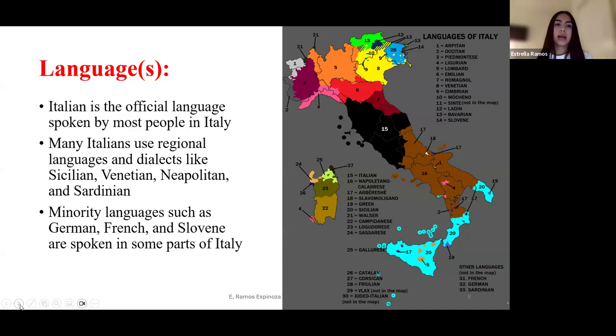Languages. Italian is the official language spoken by most people in Italy. However, many Italians use regional languages and dialects like Sicilian, Venetian, Neapolitan, and Sardinian. Now, the minority languages are German, French, and Slovene, which are only spoken in some parts of Italy.